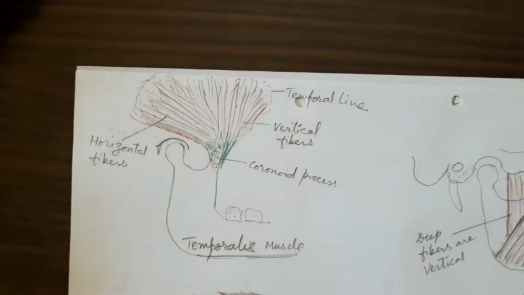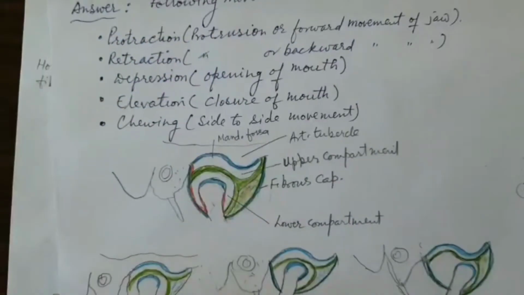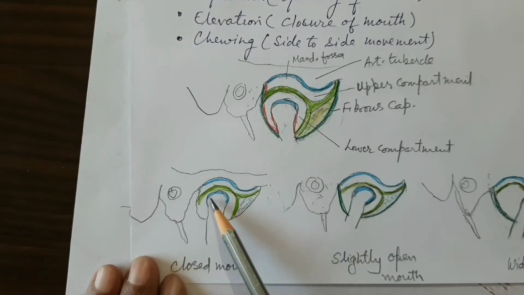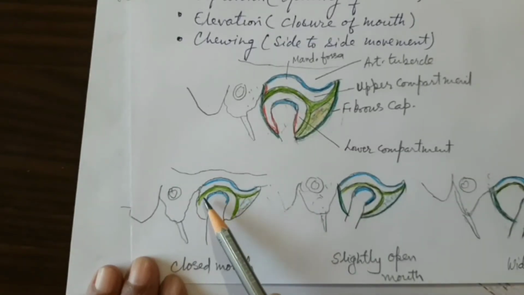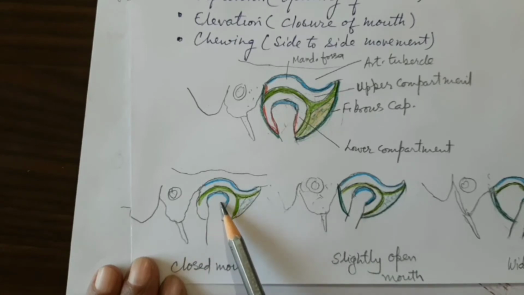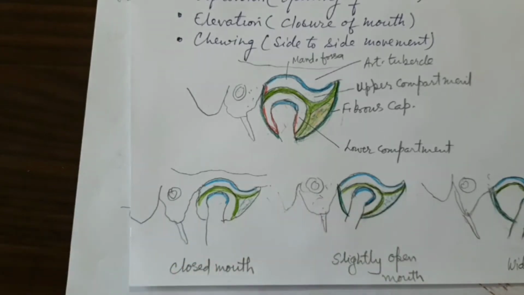Let us come to another pair of movements, that is the depression, meaning opening of the mouth, and the elevation. So let us come first to the depression of the mouth, that is the opening of the mouth. For this, let us see this diagram here, where it is a closed mouth. Here the head of the mandible along with the intra-articular disc is inside the mandibular fossa.